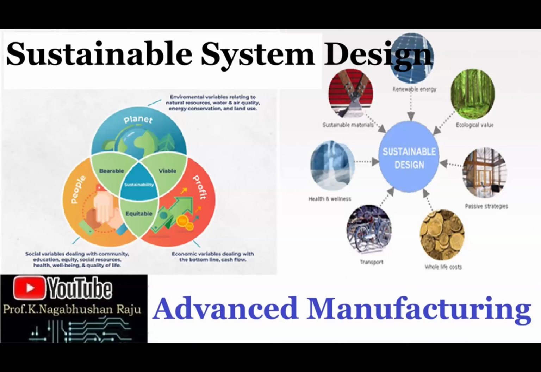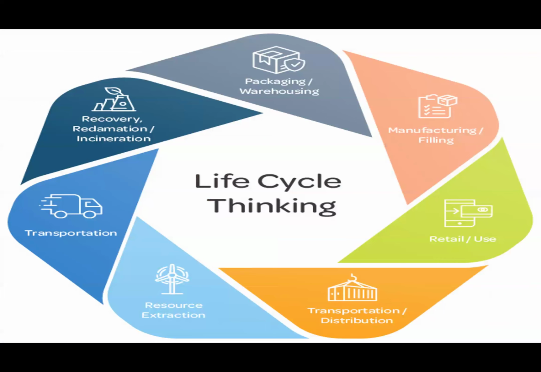By definition, sustainable design is a holistic approach to engineering and product development that aims to minimize negative environmental impacts through efficiency and thoughtful use of resources throughout the life cycle. To understand this better, let us break down the core principles of sustainable product design. And the first and foremost is life cycle thinking.